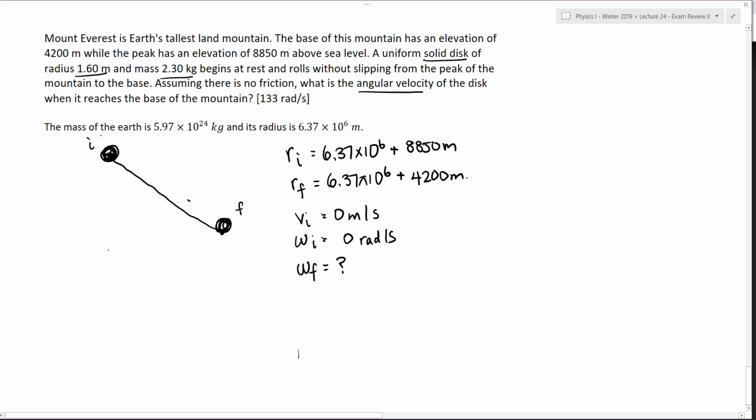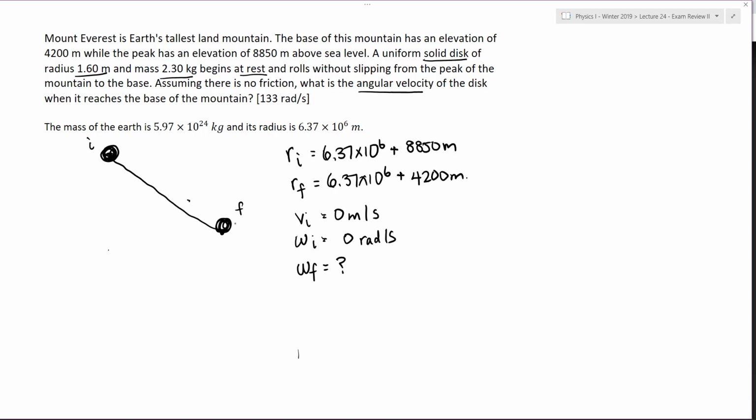When it's at the top of the mountain, it has gravitational potential energy, and it begins at rest, so it has no kinetic energy. When it's at the base of the mountain at its final position, it has gravitational potential energy still, and it has kinetic energy. How do we know it has gravitational potential energy?